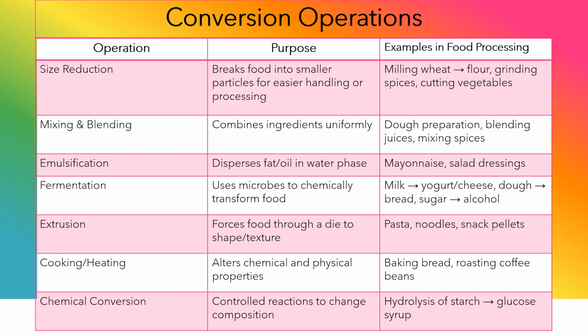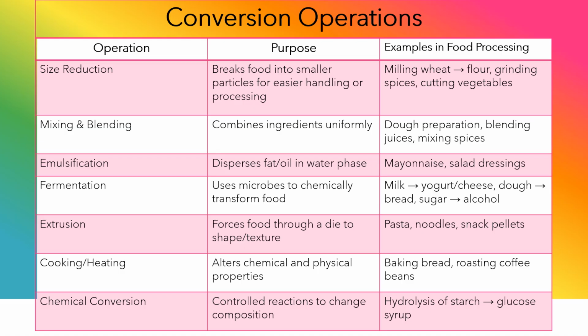The next one is emulsification. Emulsification basically means the process of mixing two immiscible, that means non mixing liquids, usually oil and water, into a stable mixture with the help of an emulsifying agent. So, the example for emulsification is mayonnaise or salad dressings. The next one is fermentation. Fermentation means using microorganisms to transform food chemically. For example, converting milk into yogurt or dough into bread.